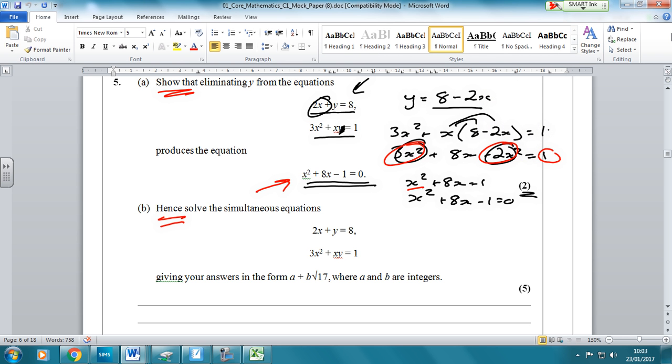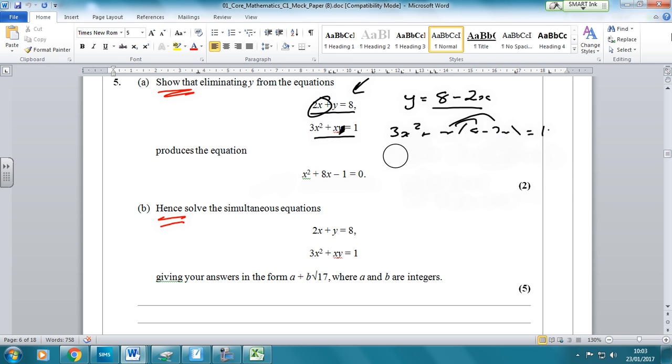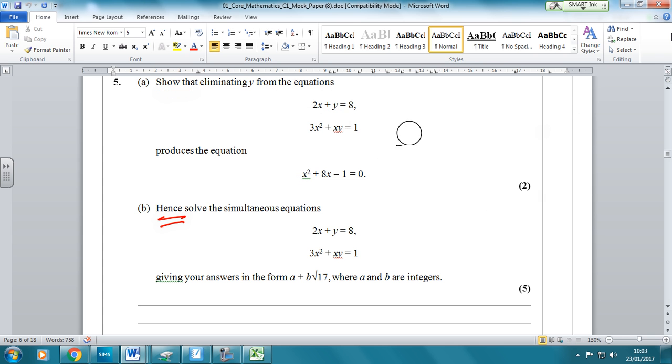So when it says hence, that means you've got to use the previous thing that you've been doing to solve this. So in terms of the previous stuff that we've been doing, we started solving simultaneously to get from these 2 equations to this 1 equation. So what we've now got to do is solve this 1 equation.